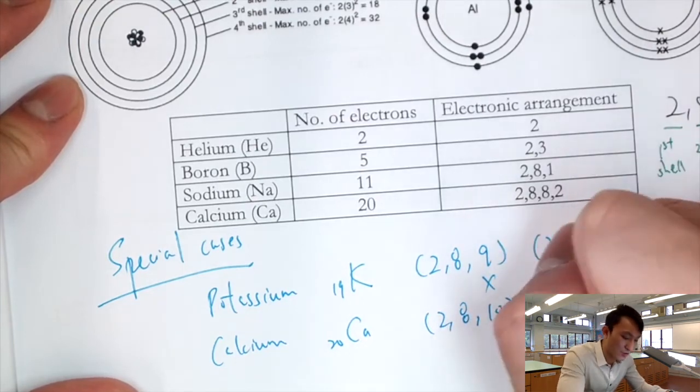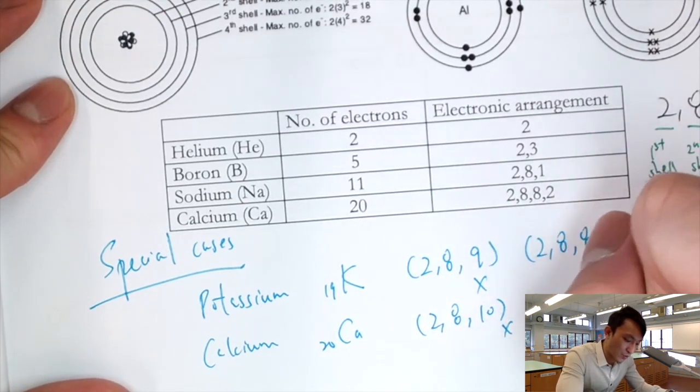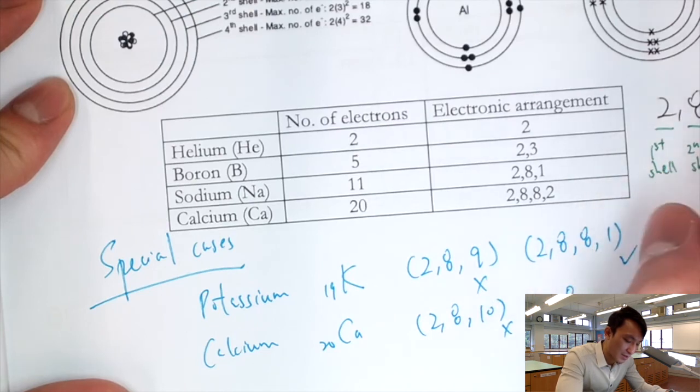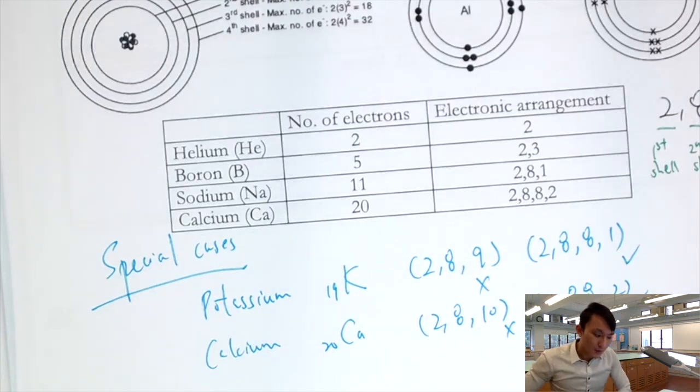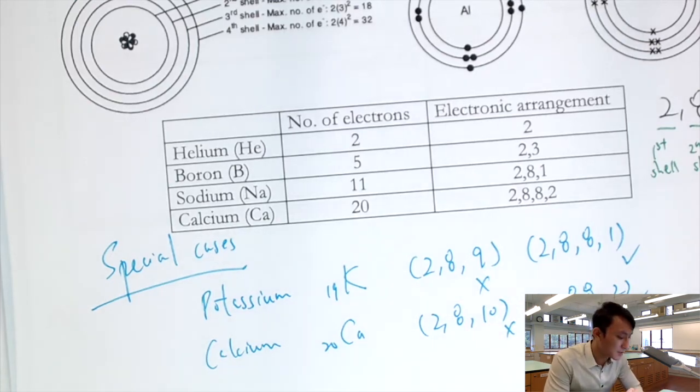Similarly, for calcium, with 20 electrons, you may expect to see 2, 8, 10, right? Sorry, again, it is wrong. The correct version would be 2, 8, 2. Okay? That's the idea. Don't ask me why. Of course, I know why, but it's, again, beyond the syllabus.